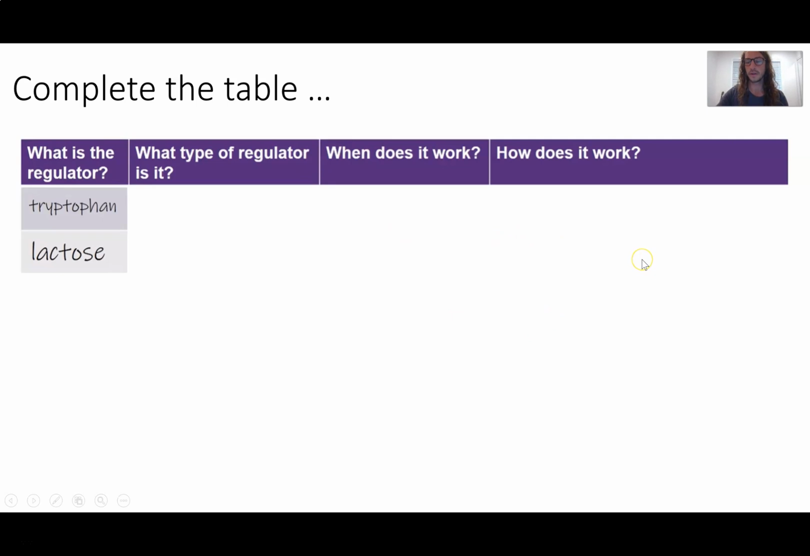And how does it work? So if we fill those columns in for each of these regulators, then you're preparing yourself pretty well to meet the criteria, I feel, at the start of this video. Pause the video and give it a shot.